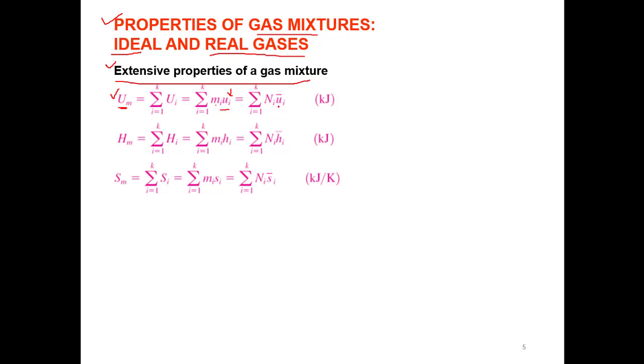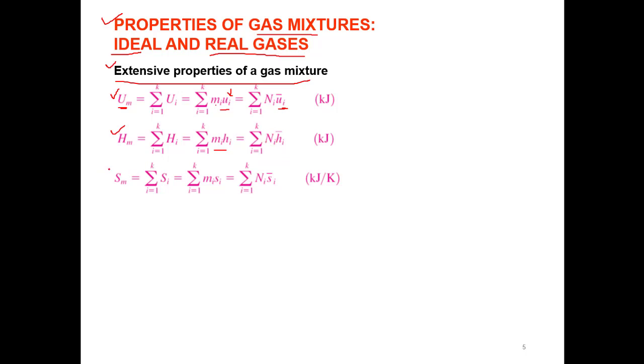Sometimes the properties are available in terms of per kilomole instead of per kg. Then you have to multiply with the number of moles, right? The same applies for the enthalpy. The enthalpy of the mixture is equal to the sum of the enthalpy of all the components. So similarly, the specific enthalpy is multiplied by the mass, or if the enthalpy is available in kilojoule per kilomole, then you have to multiply with the kilomole.